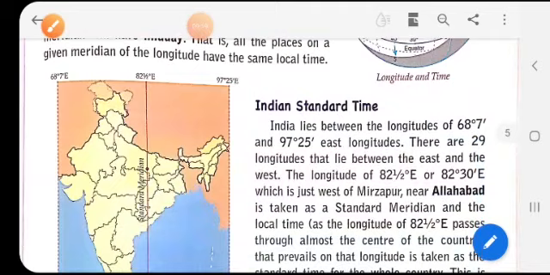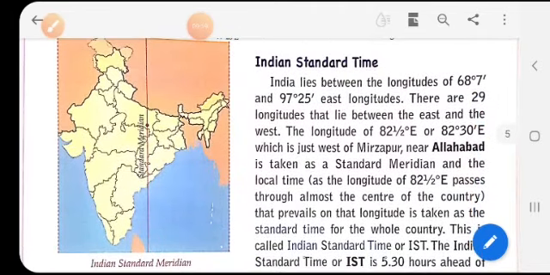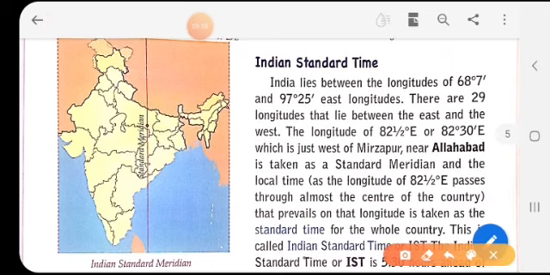Now let's see what is Indian Standard Time. We had the World Standard Time. Now we will have the Indian Standard Time. India lies between the longitudes of, so what is the extent of India? It is 68 degrees 7 minutes and 97 degrees 25 minutes east longitude. So how many longitudinal lines are there? There are 29 longitudinal lines that lie between the east and the west.